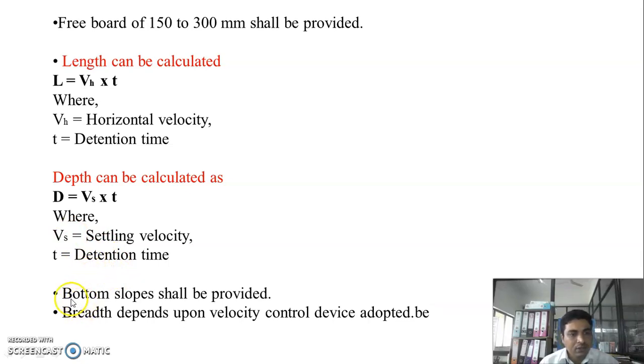Then bottom slope shall be provided. Whenever you are designing the grid chamber, to accumulate the sludge at the bottom of that grid chamber, you should provide the bottom slope. Then breadth depends upon the velocity control devices adopted.